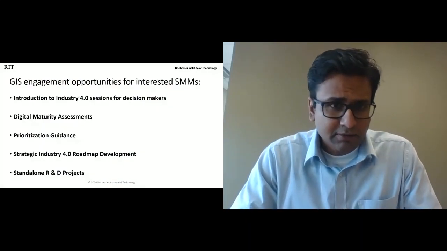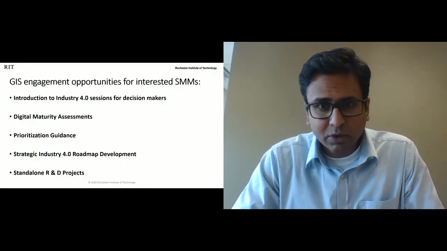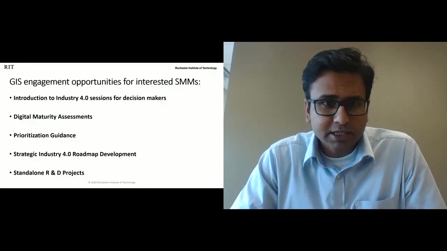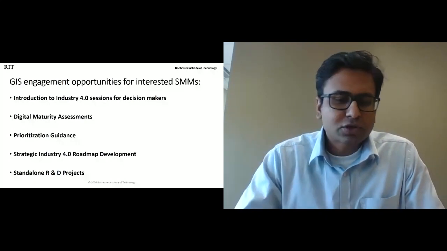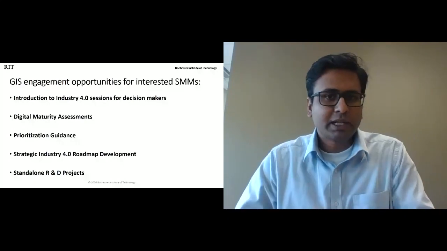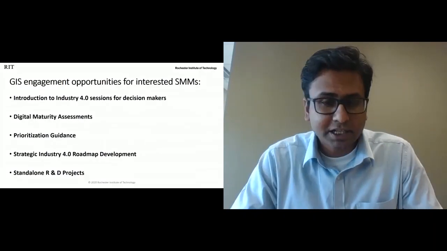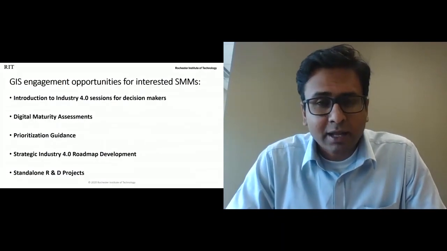And of course, we're also here to help you with standalone R&D projects. If you have a project that you're forced to implement because competition is moving in that direction, GIS has an expert team that can help you do that.